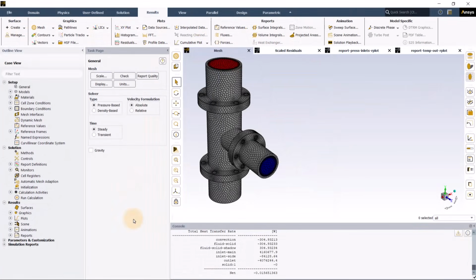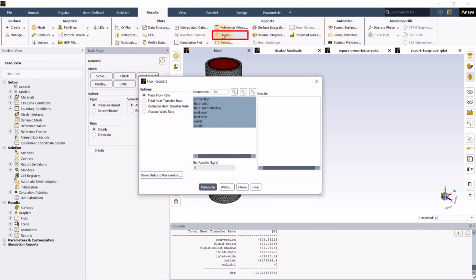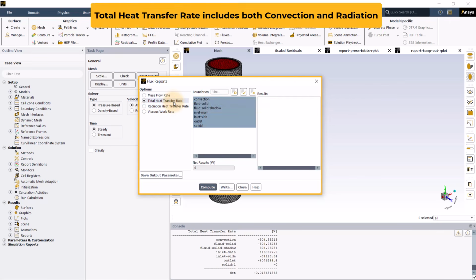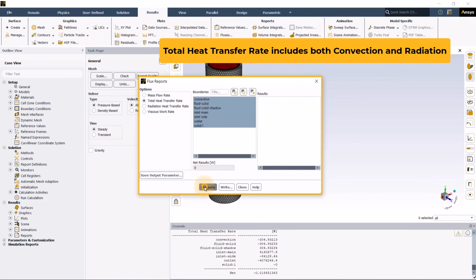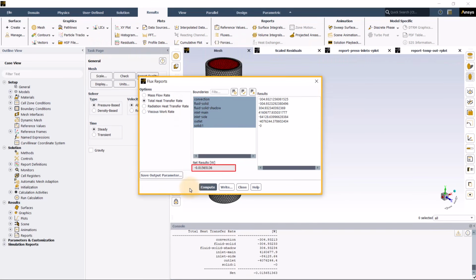To check energy balances in a heat transfer problem, you'll use the Flux Reports panel. In the Flux Reports panel, you can see that there are options to either report the total heat transfer rate or to report only the radiation heat transfer rate if your problem has radiation. The total heat transfer rate includes both convection and radiation. Because of this, the net value should be 0 for a converged solution.